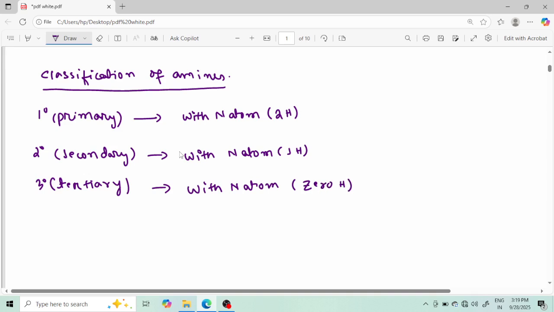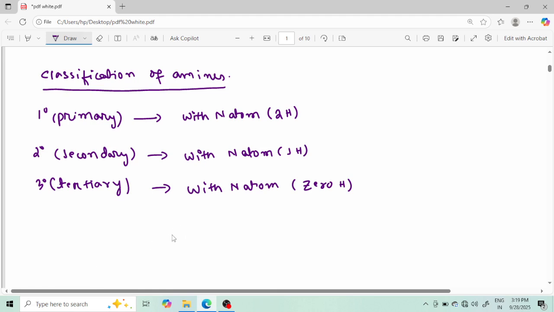Okay, so in other chapters we have classified primary, secondary and tertiary based on the number of alkyls that are directly connected to the functional group, right? But for amines it is different. Here we will focus on the number of hydrogens that are present with nitrogen.